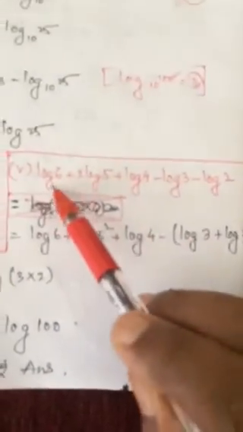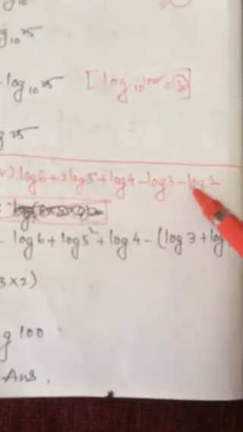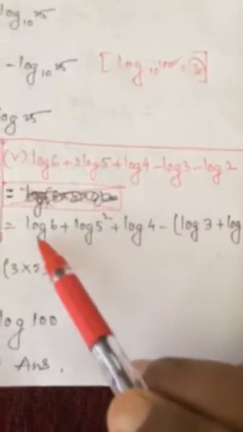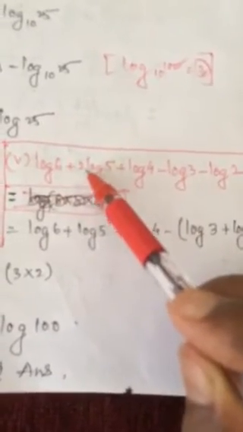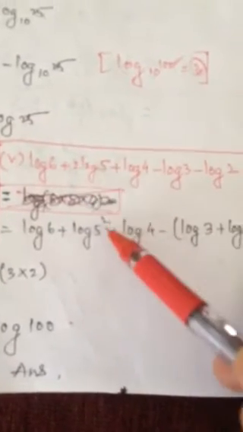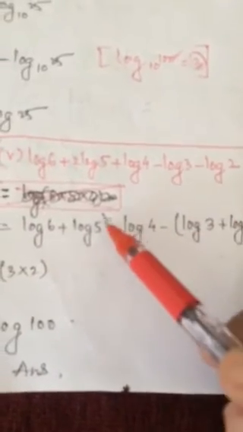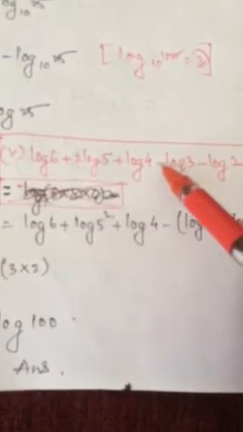The next question you see here: log 6 plus 2 log 5 plus log 4 minus log 3 minus log 2. Again, a number is given before the log, which should be written in the form of an exponent. I have written this in the form of an exponent, and here minus.